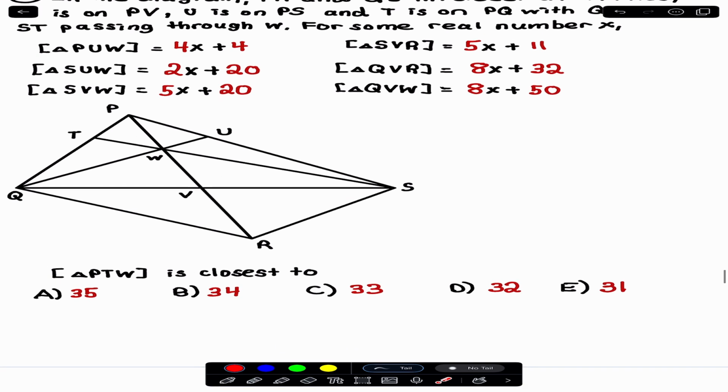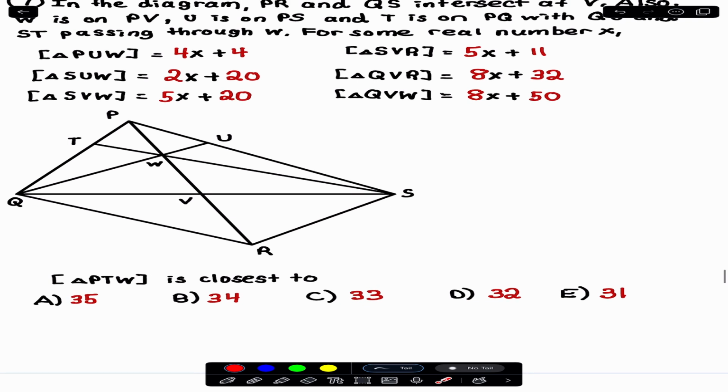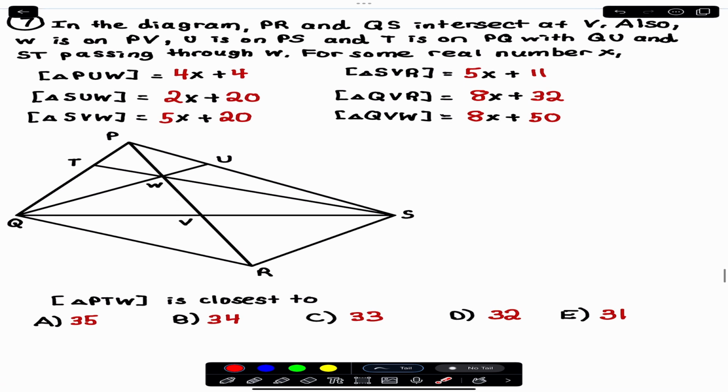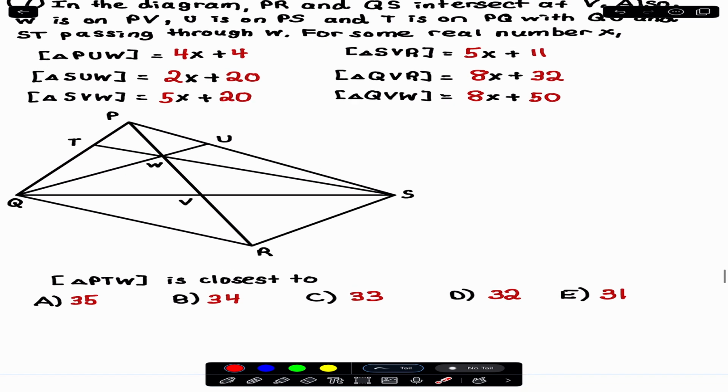So we are asked to find the area of triangle PTW. This one is closest to which of these following numbers? Notice that they're all pretty close to each other, so it would be pretty hard to guess this. We need to get this with surgical precision.